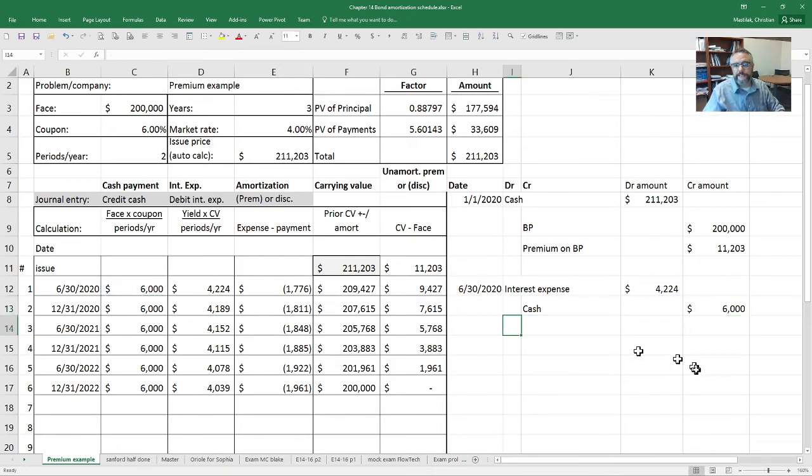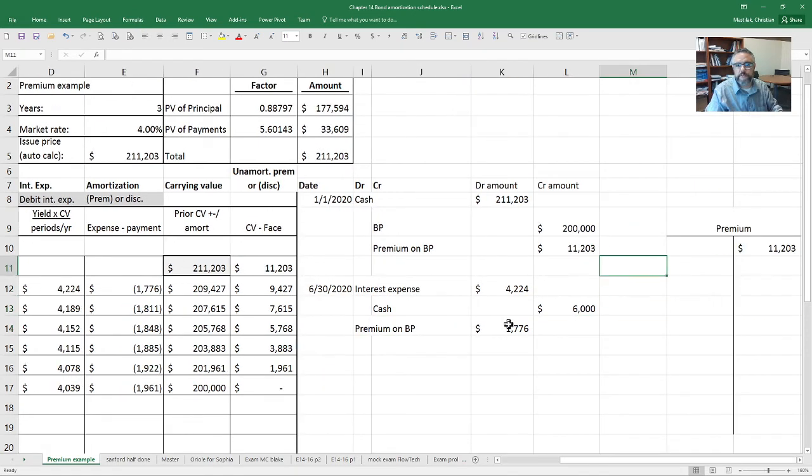What do we have? Notice we need a debit to make our journal entry balance. So if we're going to figure out what that amount is, it's $17.76, and that's the amortization on the premium. So we're going to debit premium on bonds payable for the $17.76, which brings our premium down to $94.27, which is the number there. All right, so our premium has come down. I should move this guy up.